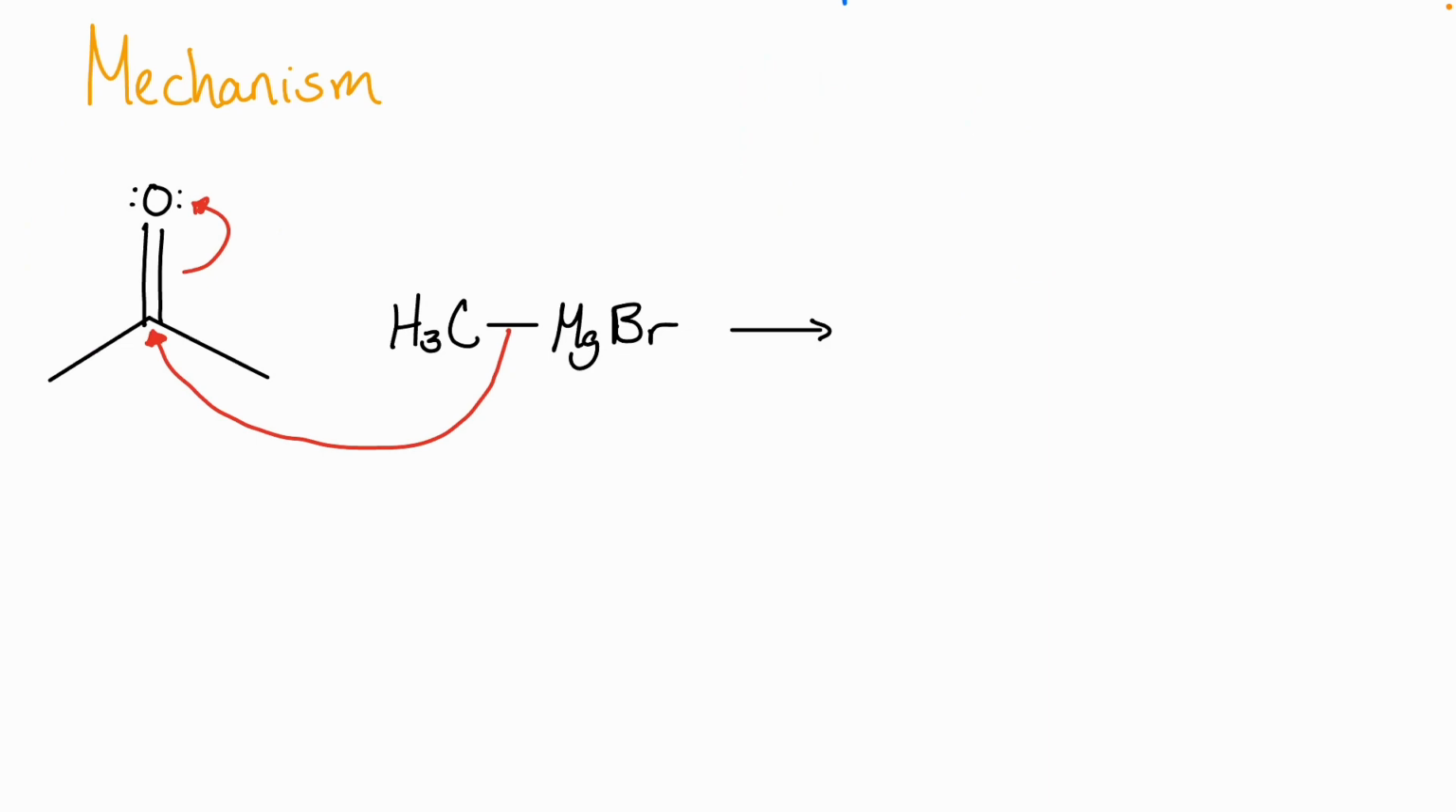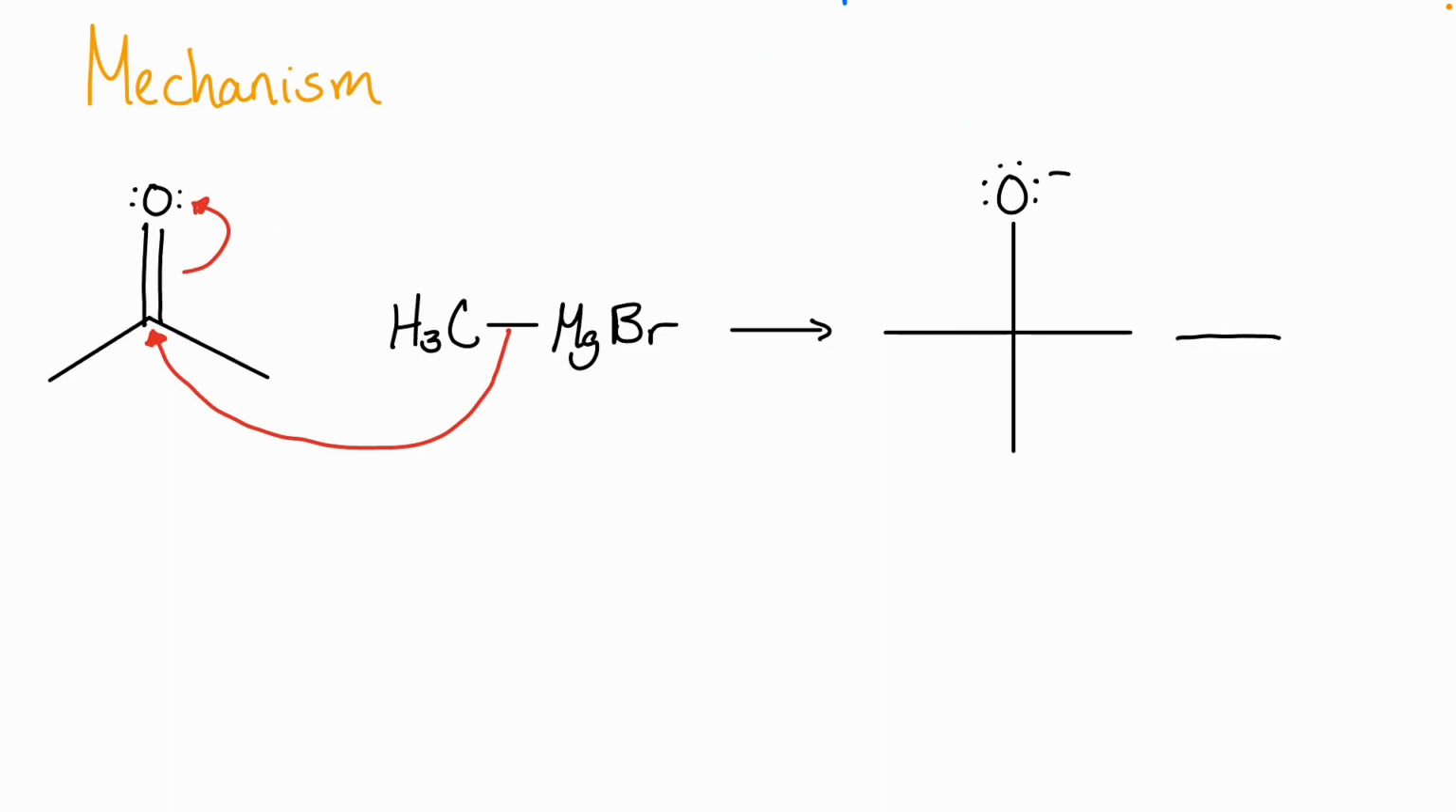Okay, and you can see that we've again created a tetrahedral intermediate where we again have that alkoxide ion. The only difference from before is that last time with our hydrides we had added a hydrogen, now we actually have a methyl group that we've added, right? We've created a new carbon-carbon bond.